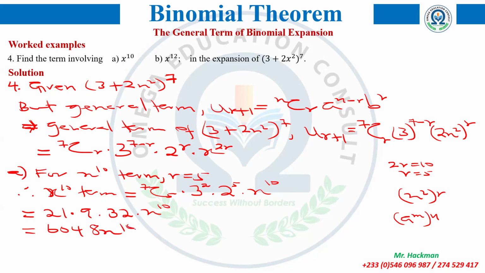So it's not always that straight away when you equate your exponent of the x in the general term formula to the x power in the term you are asked to find, you get your r. Sometimes you need to solve for your r. As for positional terms, you always have to solve for your r because r plus 1 is equal to the position of the term you are looking for, and you solve for your r.